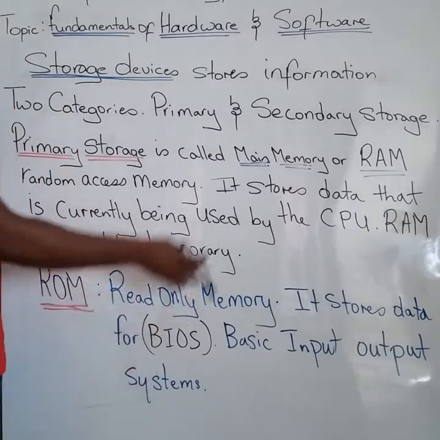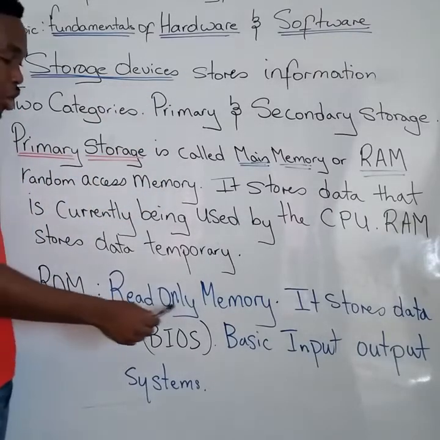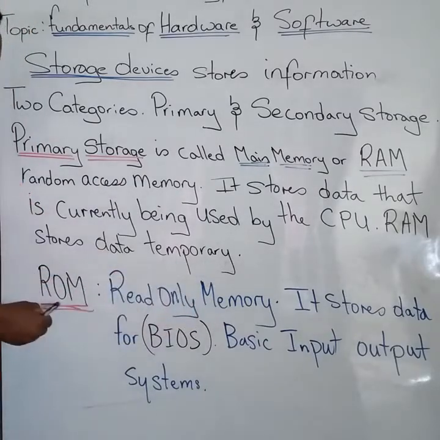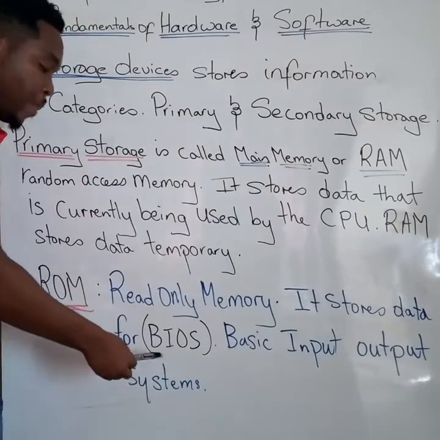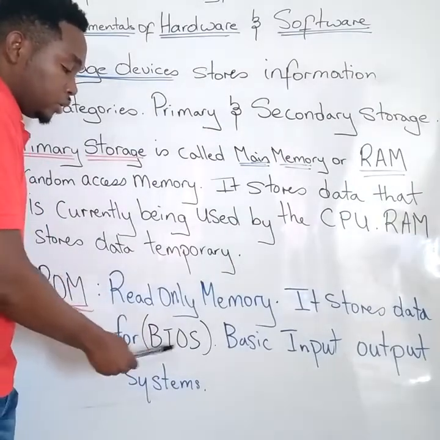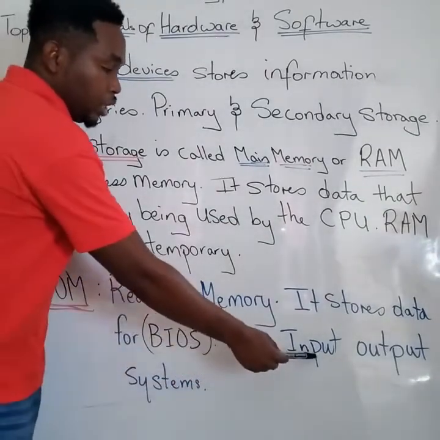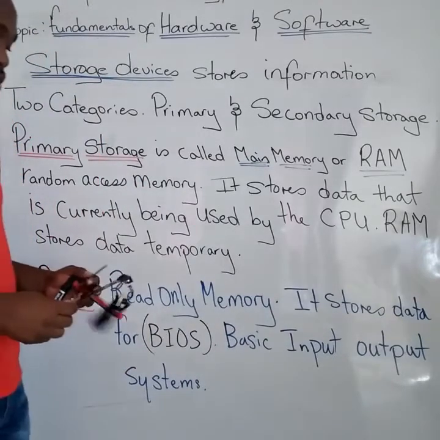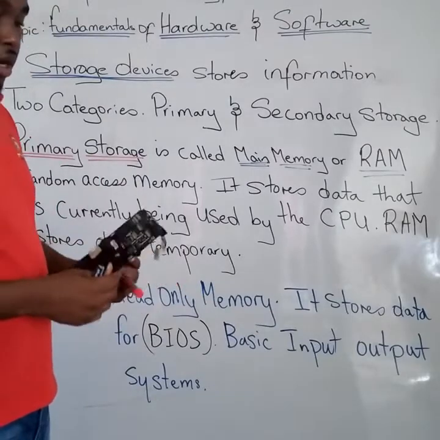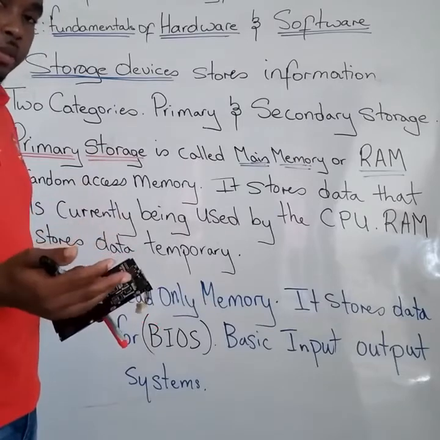Apart from your primary storage, we have another type of memory which we call our read-only memory. In short, we call it ROM, R-O-M. Your read-only memory stores data for your BIOS. We call this BIOS for short, which represents our basic input-output system. So we would look at our BIOS as our input-output system, right?